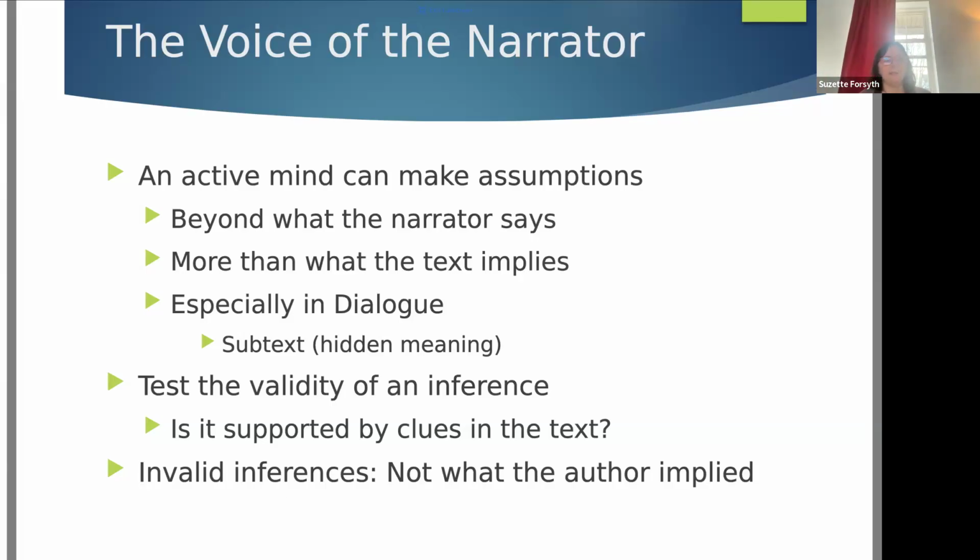So again, to test the validity of your inference, you have to make sure all of those clues that you've gathered, what the text actually says there, align with whatever inference you've drawn.